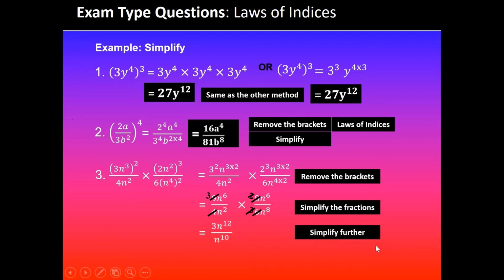And then we simplify this further. So we can get rid of n to the power of 10, because there's 10 of those, and that will leave us with 2. So we're left with 2 on top, so n squared, and then finally we put these together, we end up with 3n squared.